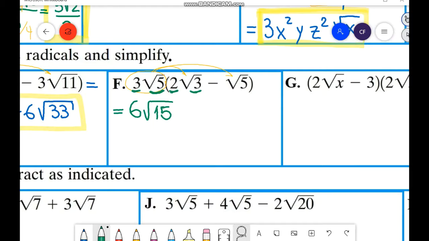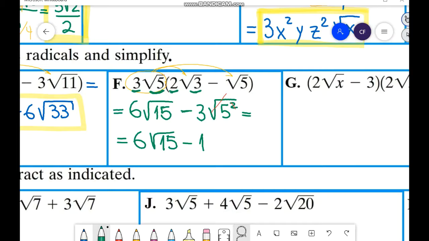Now, the next one, negative of positive, negative, and we have 3. Square root of 5 times the square root of 5 is square root of 5 squared. We can simplify, we can just eliminate the square root with the square, right? And we keep the 5. Then we have 6 square root of 15, minus 3 times 5, 15. That's the answer for letter F.